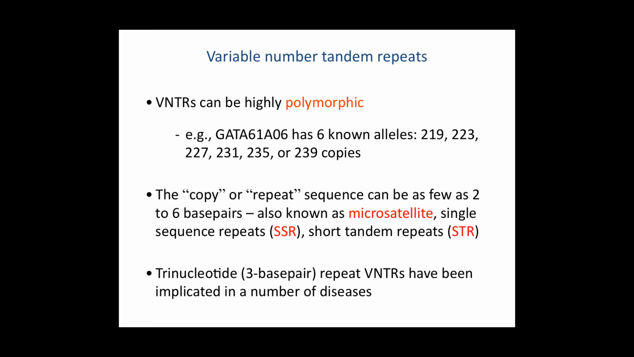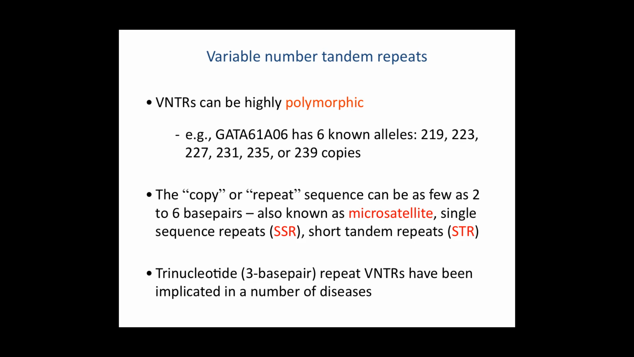In contrast to SNPs, VNTRs can be highly polymorphic, having many different alleles in a population. As one example, a well-characterized VNTR that has been given the designation GATA61A06 has been found to have 6 different alleles. In one allele, there are 219 copies of the repeat sequence. In another allele, there are 223 copies of the repeat sequence, and so forth.